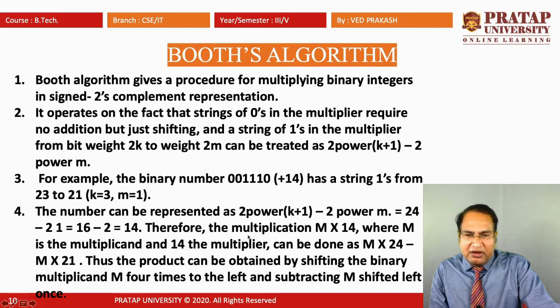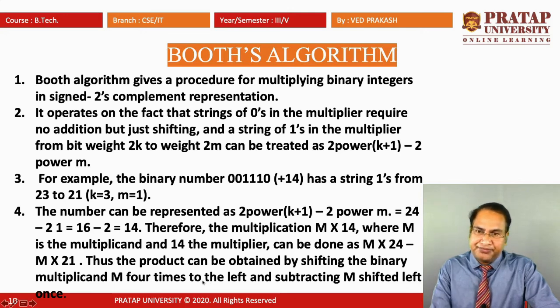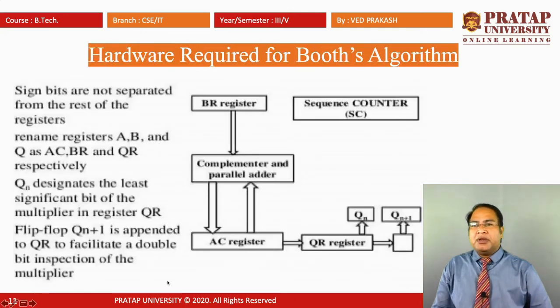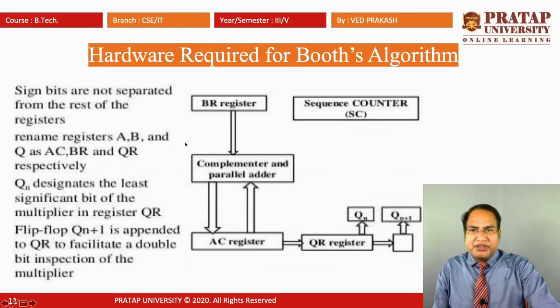Therefore, the multiplication of M cross 14, where M is the multiplicand and 14 the multiplier, can be done as M cross 2 power 4 minus M cross 2 power 1. Thus the product can be obtained by shifting the binary multiplicand M 4 times to the left and subtracting M shifted left once. Here, hardware representation is required for the Booth algorithm.